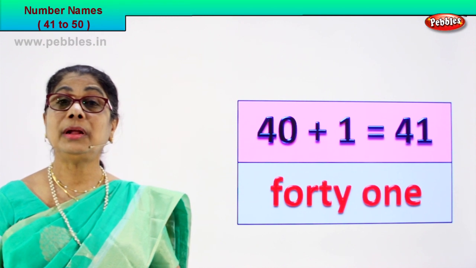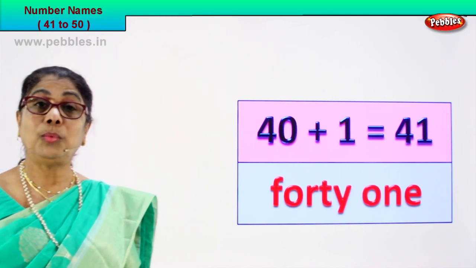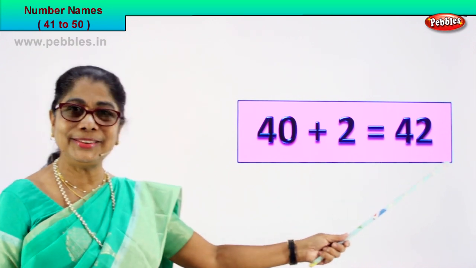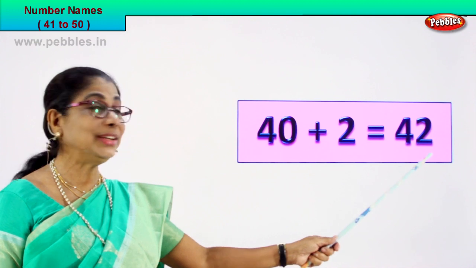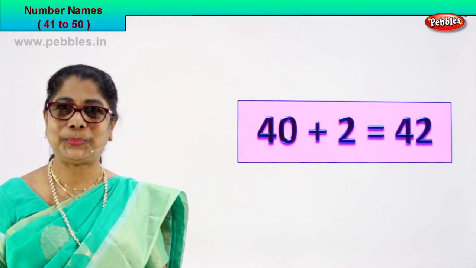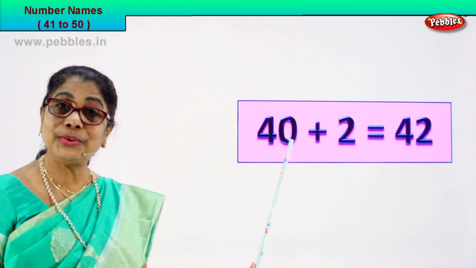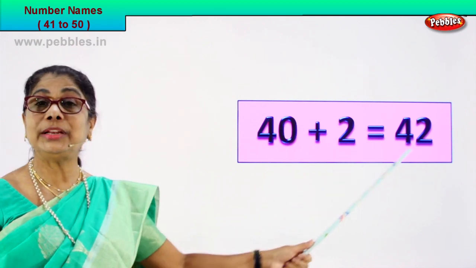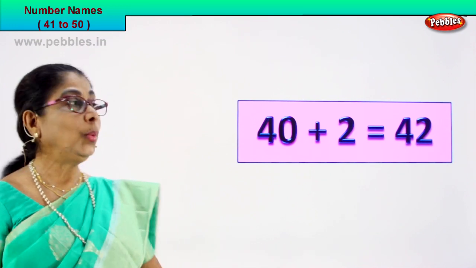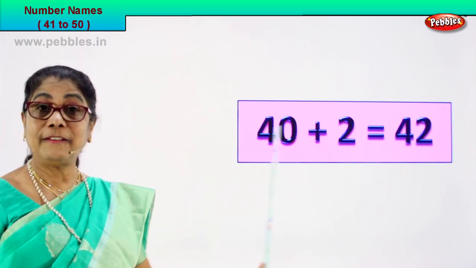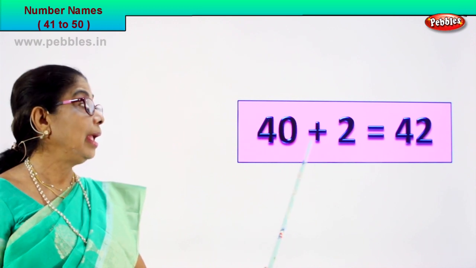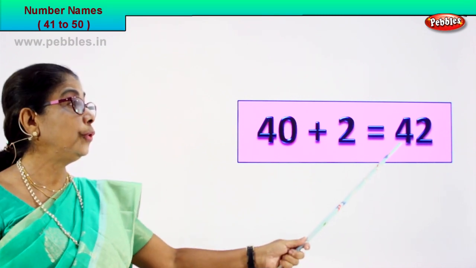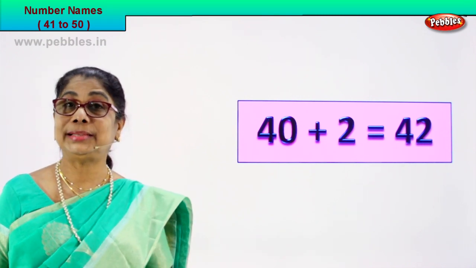After 41, what can be the number? What number follows after 41? 42. Very good. 4 and 2, 42. 4 and 0, 40 plus 2 is equal to 42. Now, we can read this as 40 and 2 more is equal to 42. 4 and 2, 42 is the numeral.